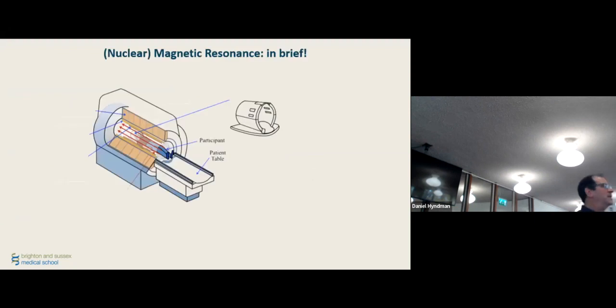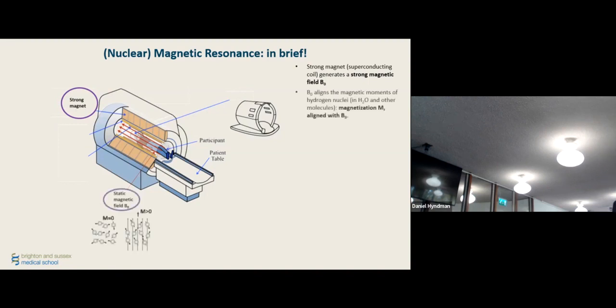A very fast crash course regarding MR, just to remind those who know it and then maybe introduce it to those who don't. You probably know this graphic representation of an MRI scanner, but what are the components and how do we generate the MR signal? First of all, the first condition is to have a very strong magnet. The strong magnet generates a strong magnetic field that is typically aligned with the bore of the magnet. You see it here with these three red lines. This is the strong magnetic field that is generated.